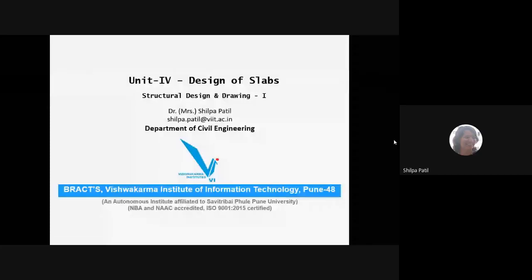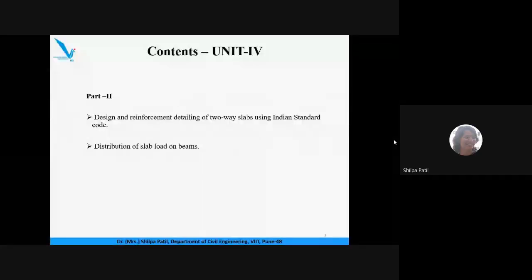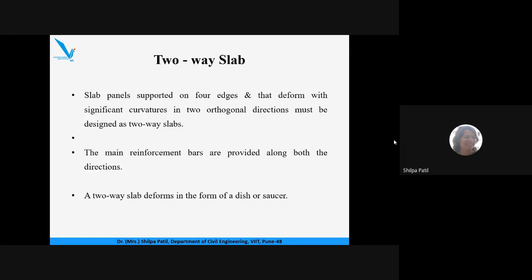This is part of Unit 4, that is design and reinforcement detailing of two-way slabs using Indian Standard Code. The point included in this is distribution of slab load on beams. This we have already learned when we design the beams. So that part is already discussed with you. You already know how to distribute the load coming from slab on the beam. So only we will consider now from part 2 the design of two-way slabs.